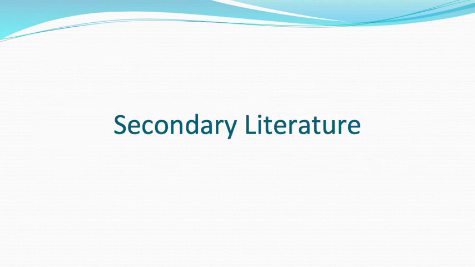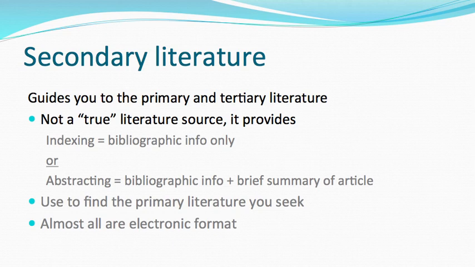So getting right into it, we're going to talk about secondary literature. What secondary literature does is it helps guide you to the primary and tertiary literature. So it's not a true literature source because it doesn't take you into the literature, but it provides indexing and abstracting information. So indexing information is bibliographic data, that is the title, author, journal, etc. Abstracting consists of bibliographic information plus a brief summary of the article, usually 250 words or so.